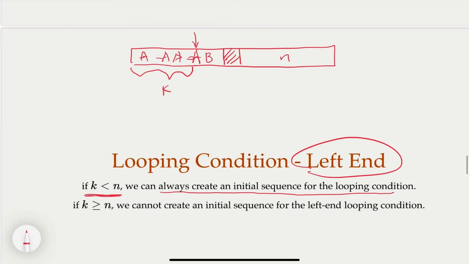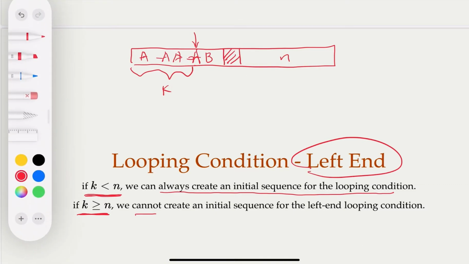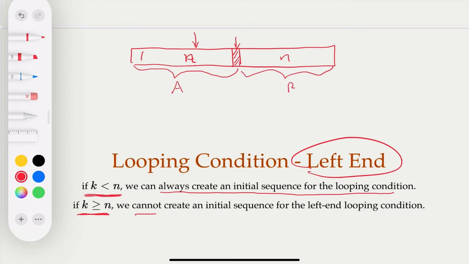Now, if k is greater than or equal to n, then you cannot create this sequence. Why? If k crosses the boundary of n, let's erase it here. This is n here. If k, let's say, is n, the nth position. Now remember, everything must be the same type. But if everything is A, we're done, because the remaining would be B. You have n A's and n B's.